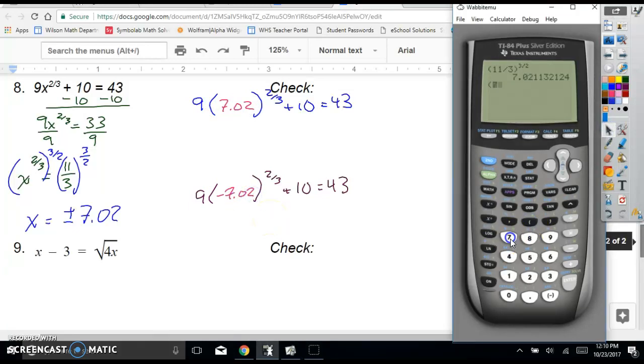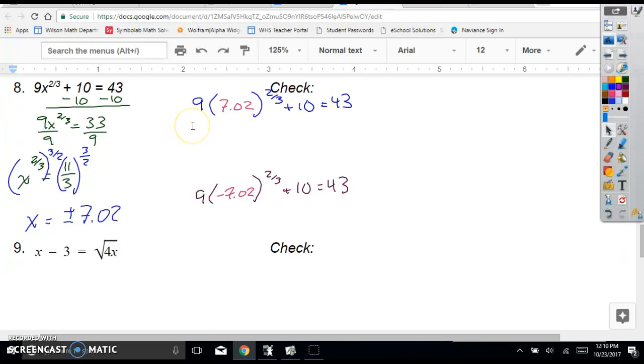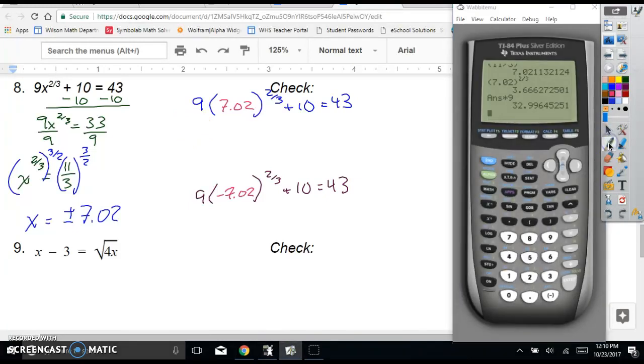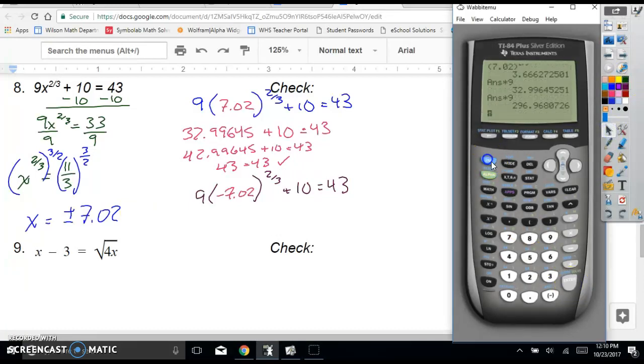So let's go ahead and start with the positive 7.02. Put that to the 2/3, and then hit enter. And now I'm going to multiply that by 9. So I'm looking at 32.99645 and some change. And if I add 10 to that, I'm at 42.99645. Now remember, we rounded to the nearest tenth. So if you round this to the nearest tenth, you're going to end up with 43 equals 43. So this one's good. Positive one's okay. Let's do our negative one. Okay, so the negative one is, now I'm going to type in negative 7.02.